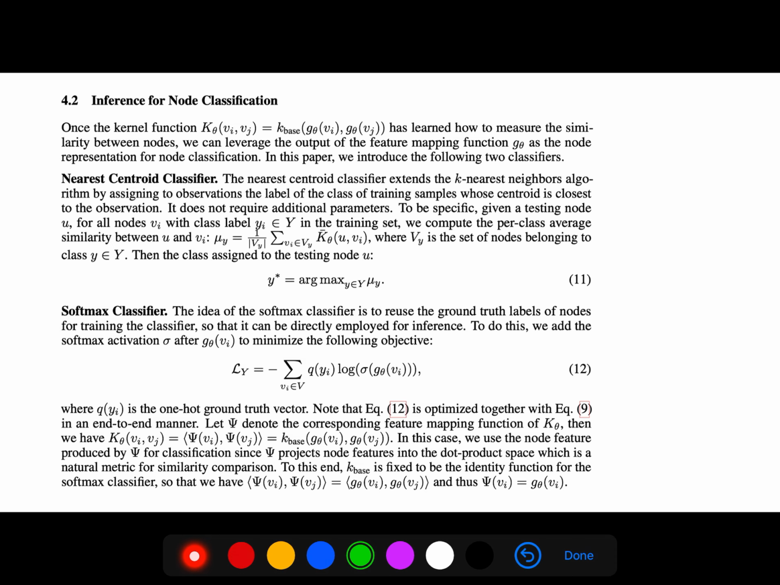And then we can use a nested nearest centroid classifier which extends the k nearest neighbor. This is one classifier. Another classifier could be a softmax classifier.